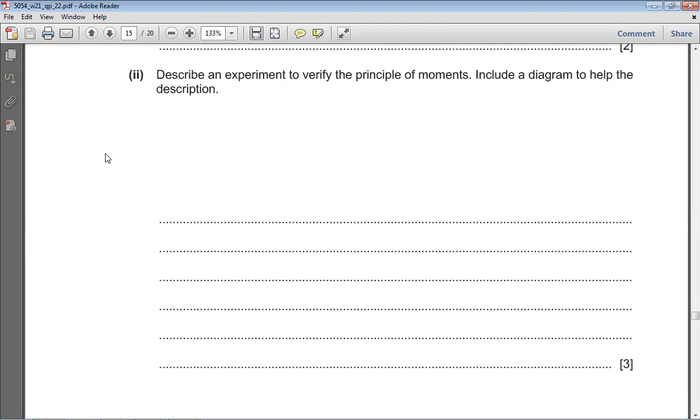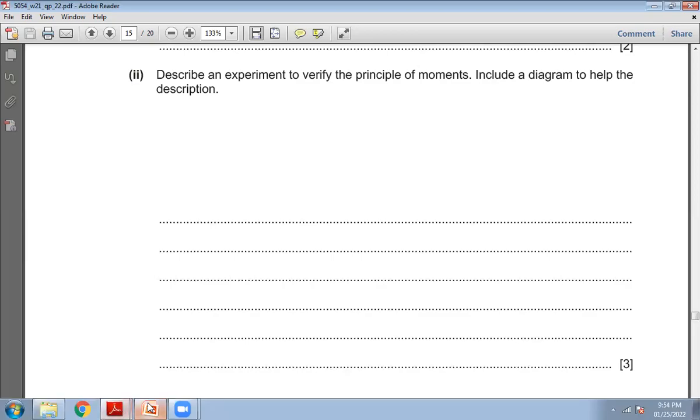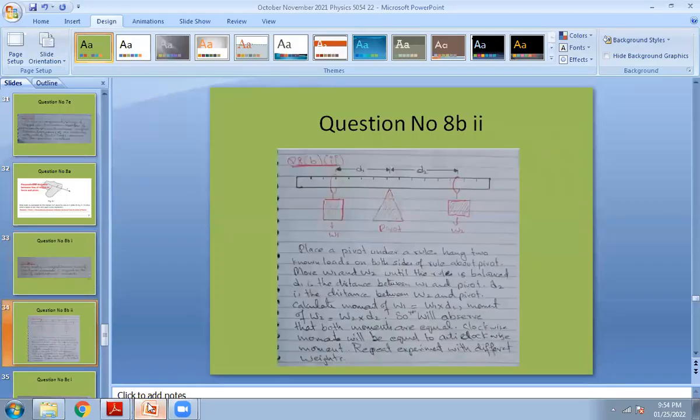Then you can change the weights, take new known loads and repeat the same procedure. Every time you will observe that when the body is in equilibrium, the moment produced by the left weight and the right weight are equal to each other. In technical words, the clockwise moment and the anti-clockwise moment are equal whenever the body is in equilibrium. That is the principle of moments. It's a 3-mark question. Let me show you my answer.